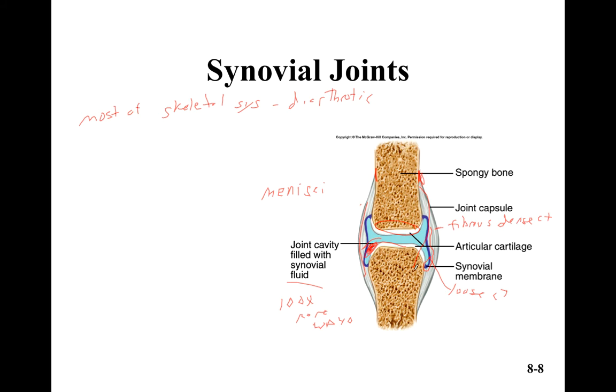And then there are some places where you have bursa. And bursa are sacs that are full of synovial fluid, and those sacs help to reduce friction as a tendon slides over a bone. So the bursa are these pads.